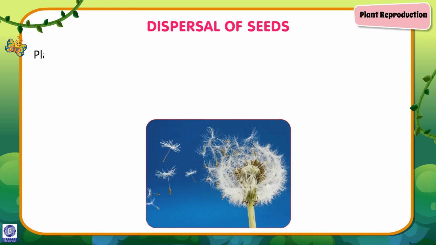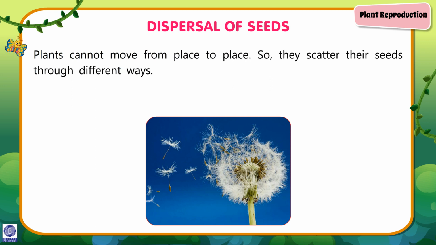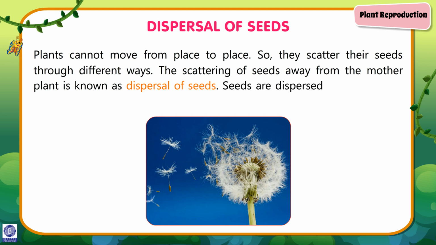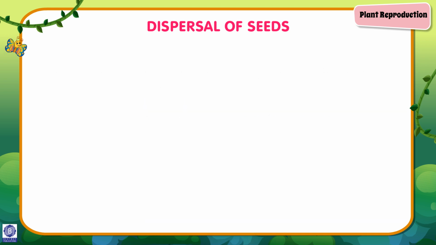Dispersal of seeds. Plants cannot move from place to place, so they scatter their seeds in different ways. The scattering of seeds away from the mother plant is known as dispersal of seeds. Seeds are dispersed by wind, water, birds, insects, and animals. They are called agents of dispersal.